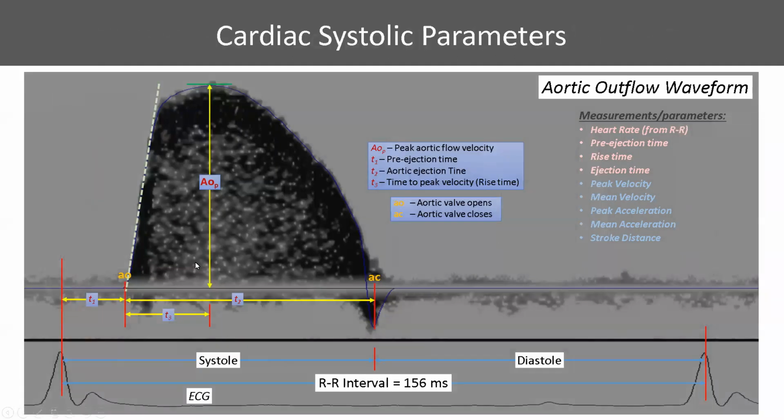And from the signal, what do we do? Just put the markers to get the timing and the velocities, and then calculate a whole series of parameters. These parameters are nothing new that we have created. They are all measured clinically, and we used the echo manual to get these parameters.